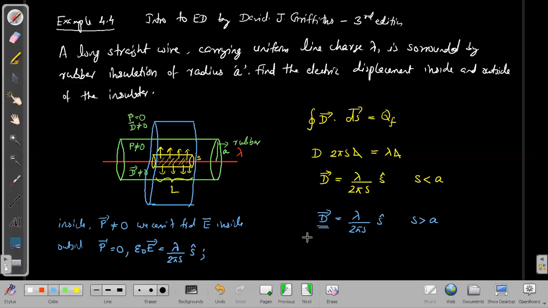Because here this P is 0, the electric displacement in general is epsilon 0 E plus P. Since P is 0 outside, D is simply equal to epsilon 0 times E. So therefore E becomes lambda by 2 pi epsilon 0 s times unit vector s. Okay, so this is the electric field outside the insulated cylinder. That is very easy to find.